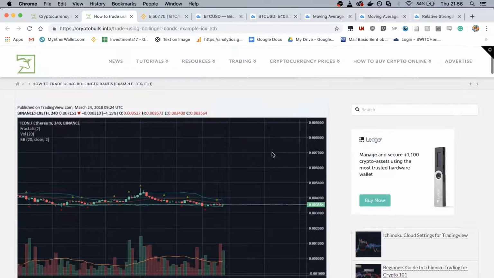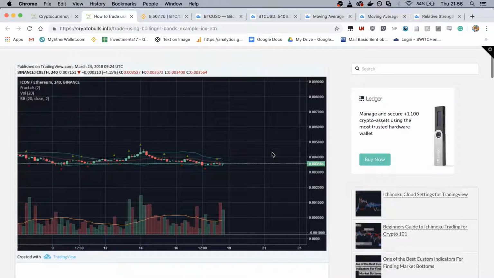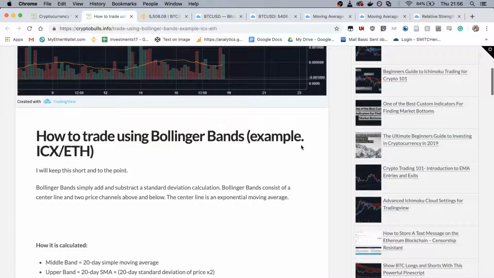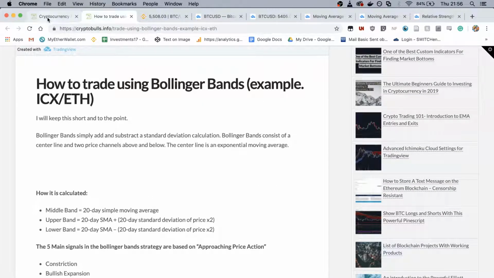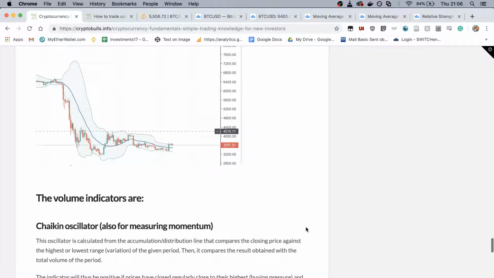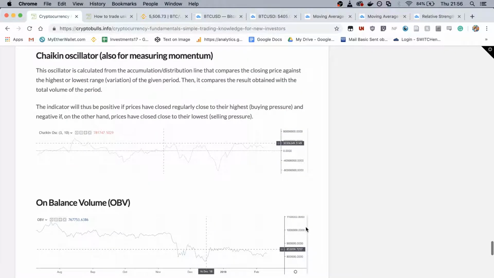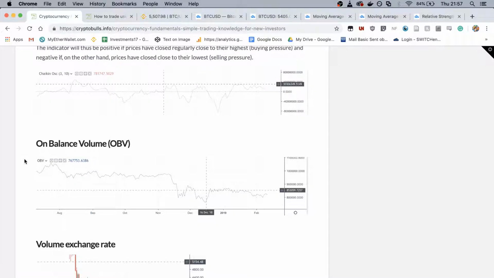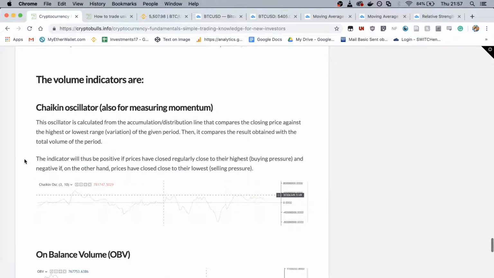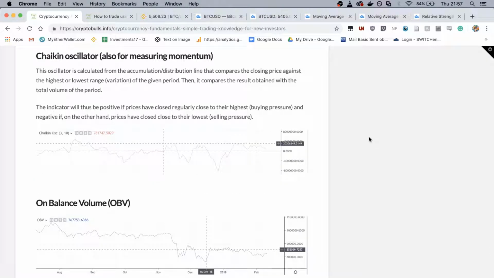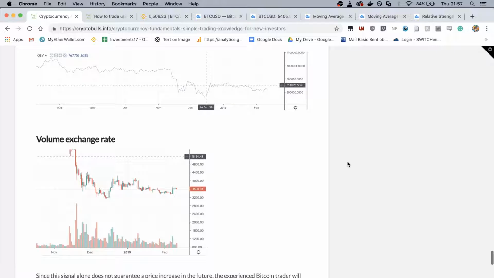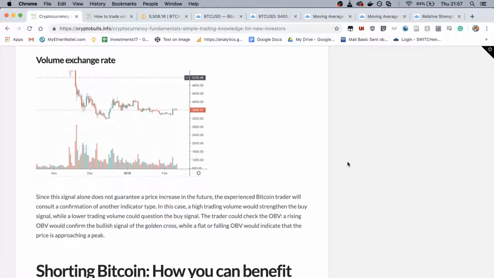This is a very interesting topic, and I like this indicator a lot. We have a few more, like the Chaikin Oscillator for measuring momentum and on balance volume. We will look at these another time, or you can read about them in the post below, since I have to cut this video short. It's becoming very long and I've been rambling on for quite a bit.